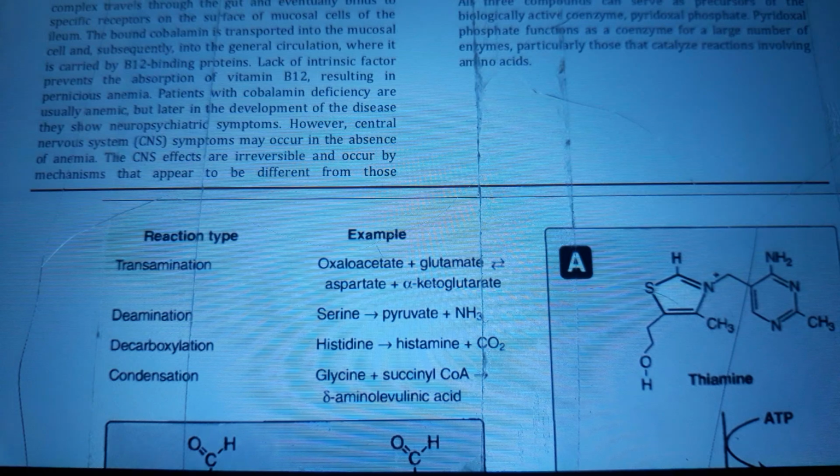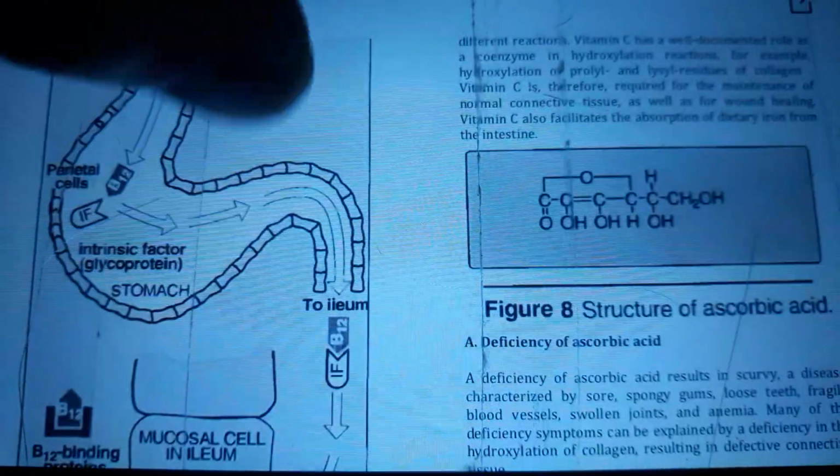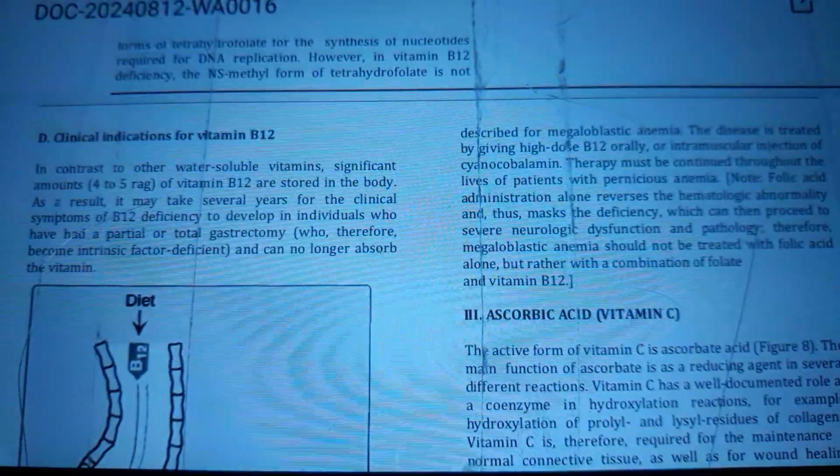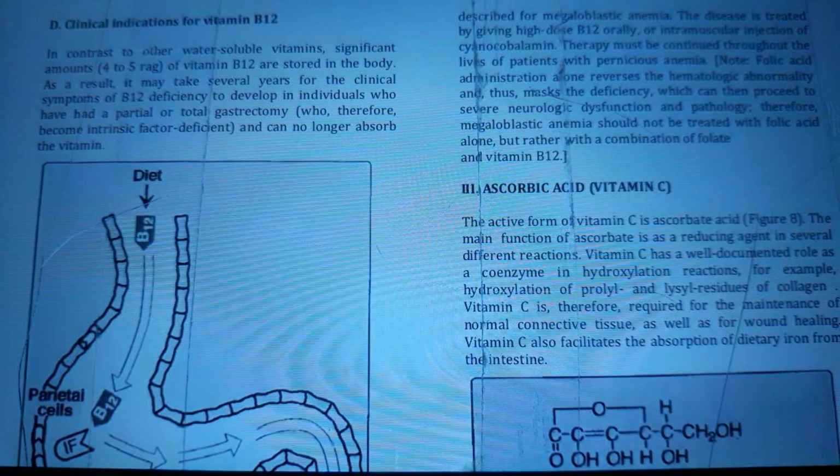But later in the development of the disease, they show neuropsychiatric symptoms. However, central nervous system (CNS) symptoms may occur in the absence of anemia. The CNS effects are irreversible and occur by mechanisms that appear to be different from those that are described for megaloblastic anemia. The disease is treated by giving high-dose B12 orally or by intramuscular injection of cyanocobalamin. Therapy must be continued throughout the lives of patients with pernicious anemia.